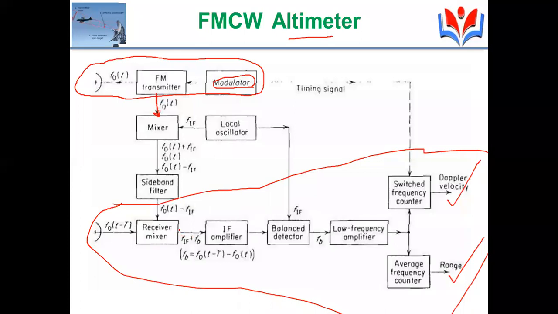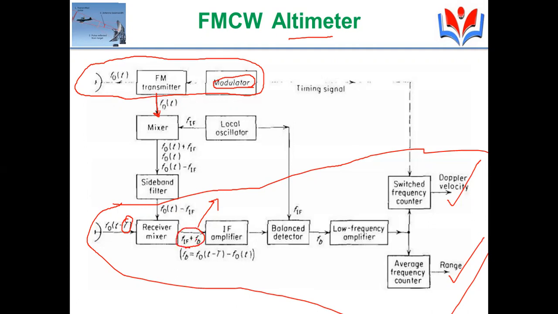The receiver mixer will take f naught of t minus T as one input, another input is f naught of t minus f IF. It will take the difference of these two, by which we will have only the IF signal over here. So this T is denoted as some delay, because whatever f naught of t is transmitted may not be received as it is. It will take some time delay, so that is taken as capital T here. Anyhow, we will have the difference of these two. We will have f IF plus f B.